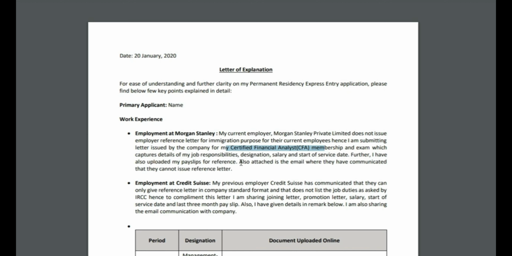She has that mail, and then for substantiating her work experience, she submitted this document where most of the details were captured in the manner what IRCC wanted. Okay, so this was one case.